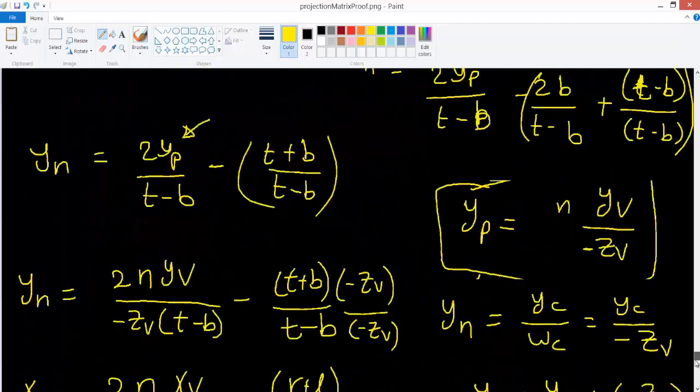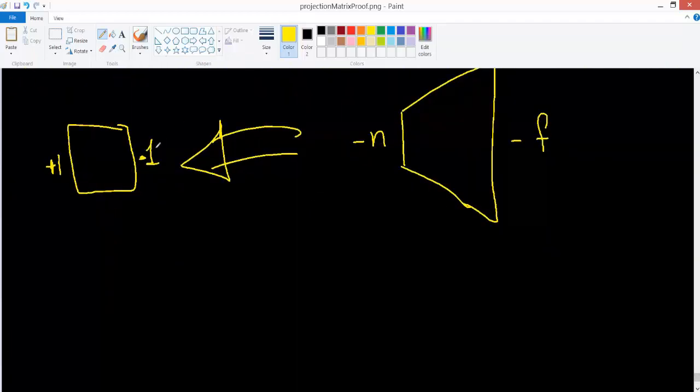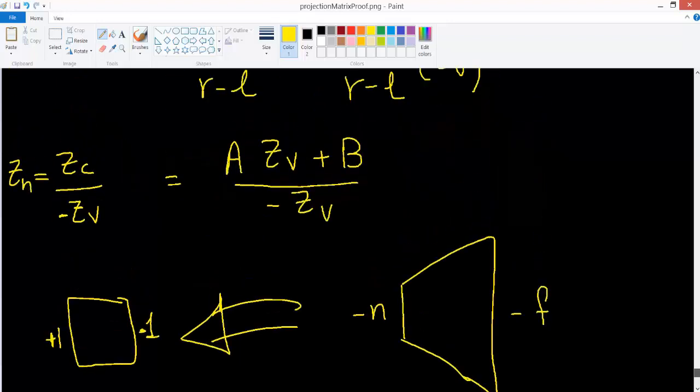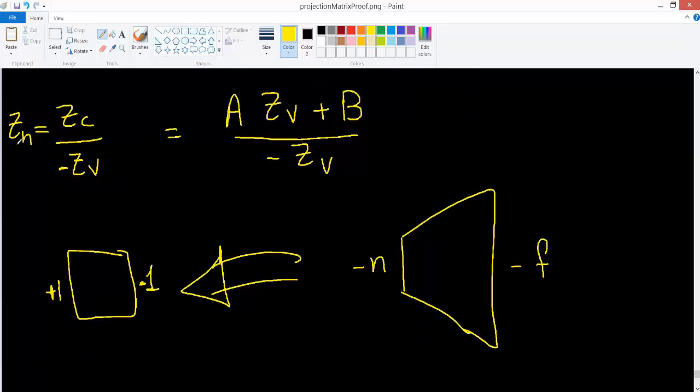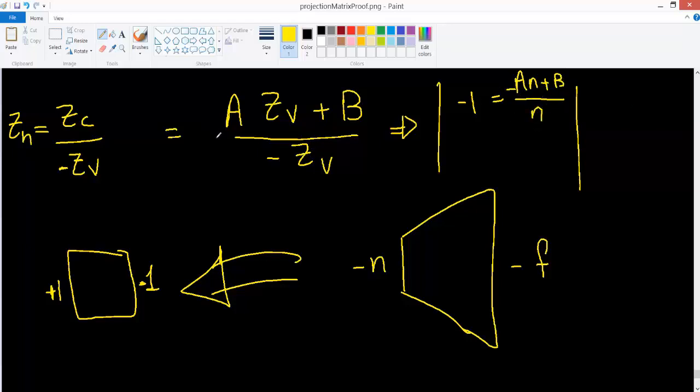So let's try to use this information here. We see that negative n is mapped to negative 1 and negative f will be mapped to 1. This means in our equation here that if zv equals negative n, zn will be negative 1. So let's make two substitutions. Here we have negative 1 equals negative a n plus b over negative zv, which is over negative n, which is n. So this is one equation, and the other equation will say that 1 equals negative a f plus b over negative zv, which is over f.